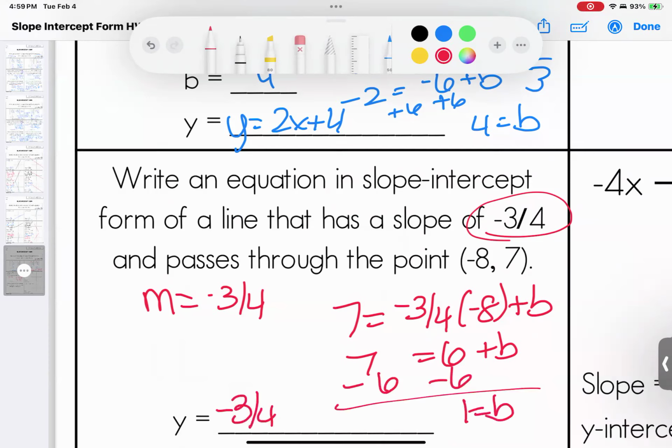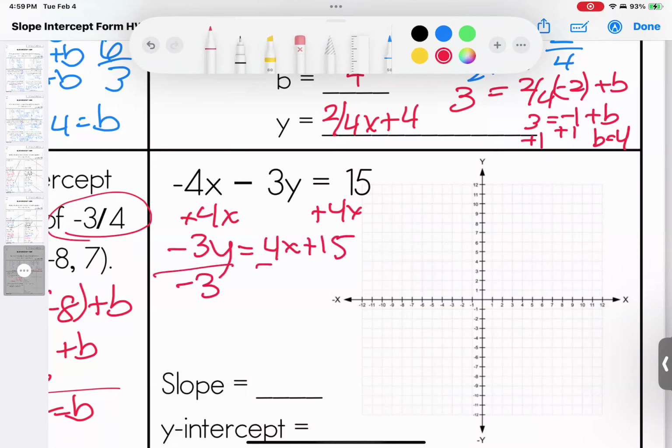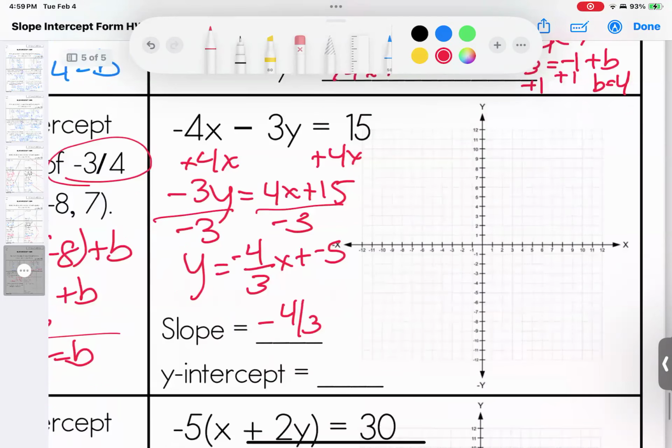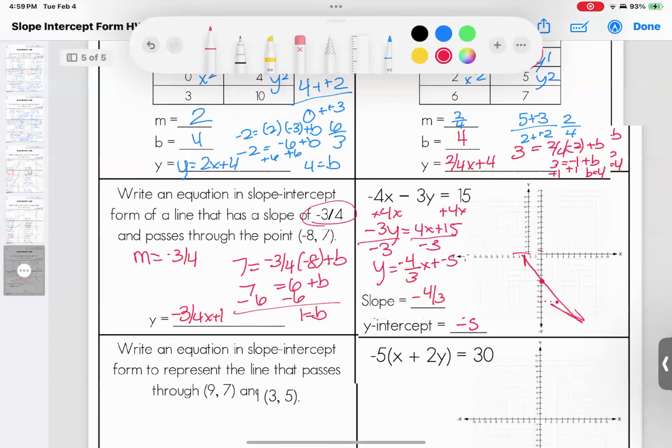Y equals mx plus b. Over here, it is not in y equals form. So we're going to start by moving it over, dividing. Y equals 4/3 and negative x plus -5. So -4/3 and -5. Go down to 5, and then we're going to go down 4 over 3. 1, 2, 3, 4. 1, 2, 3. We're done using the ruler because it doesn't seem to matter if I use it or not. It's still terrible.